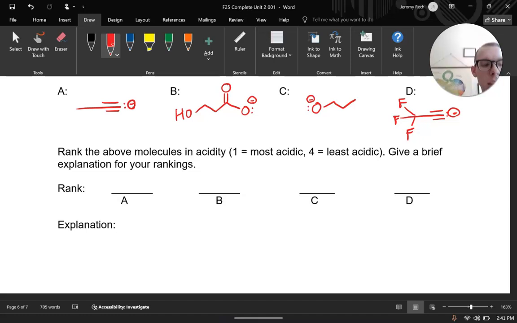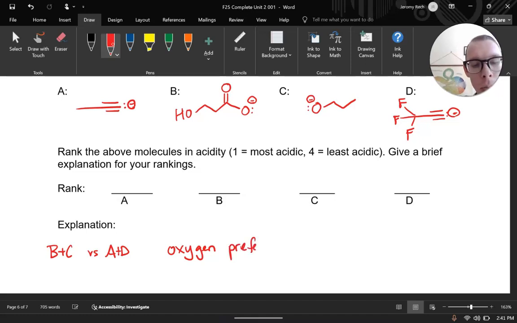The first thing that I see is B and C versus A and D. B and C are both connected to an oxygen. And we know that oxygen prefers a minus charge over carbon because of electronegativity. So my number 1 and 2 spot should be B or C, and my number 3 and 4 spot should be A or D.